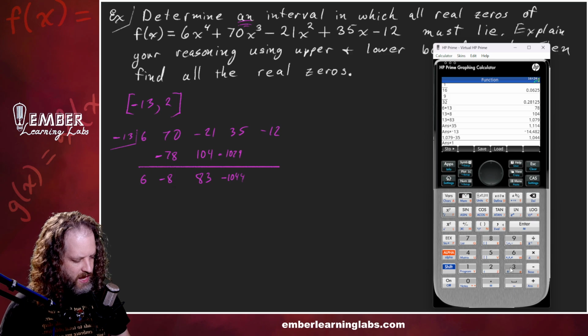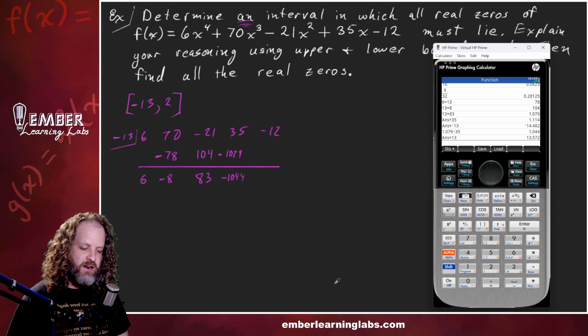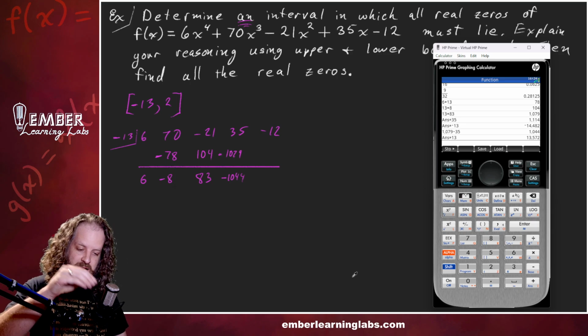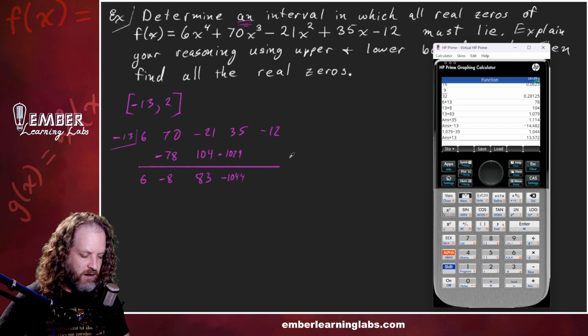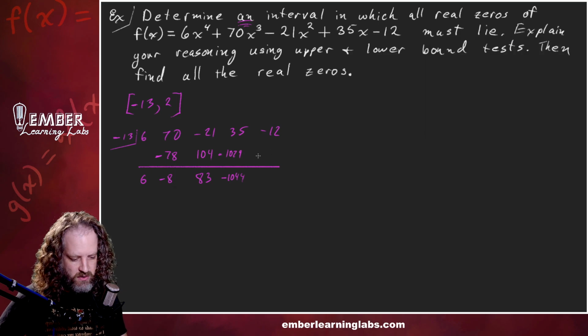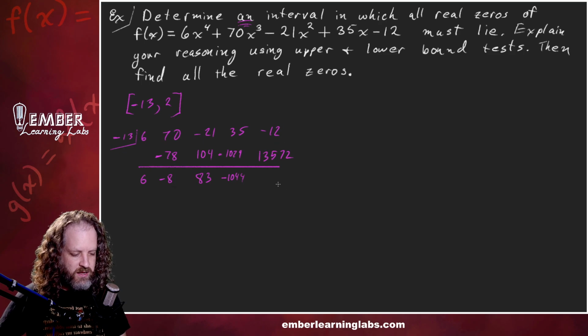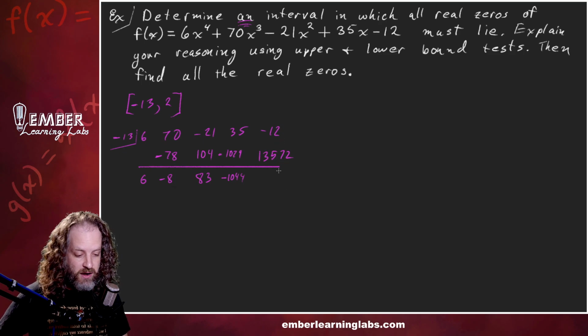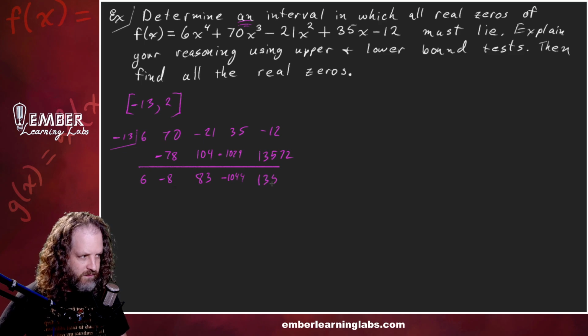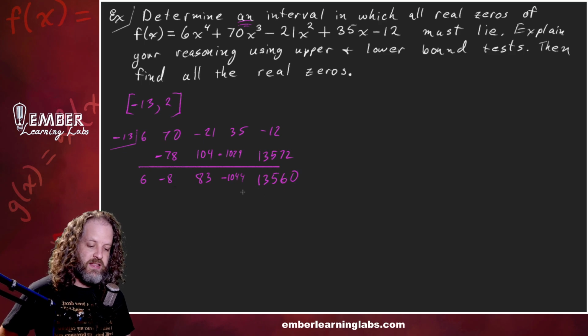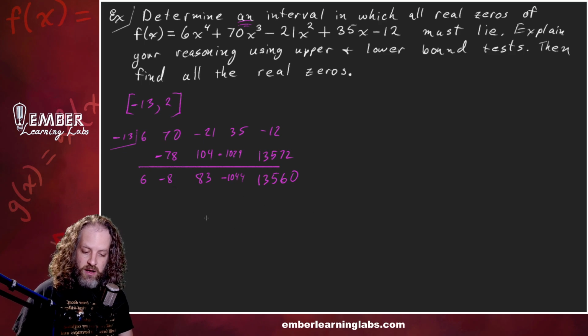So I've said before, and I'll say again, that often it's a better idea to do the negatives with your brain and the multiplication or division on the calculator. That's often, not always, 13,572. So this plus negative 12 is 13,560. I don't really care what it is. All I care about is the fact that it's positive. But yeah, so does this work?